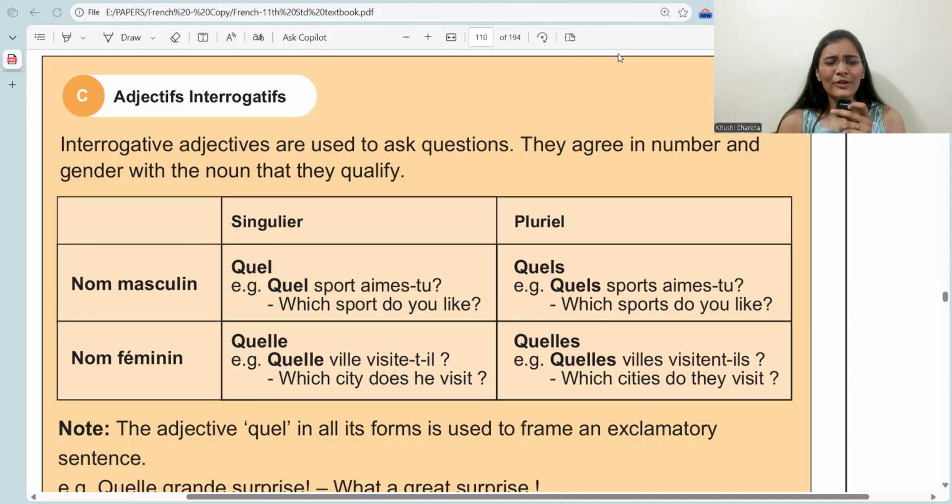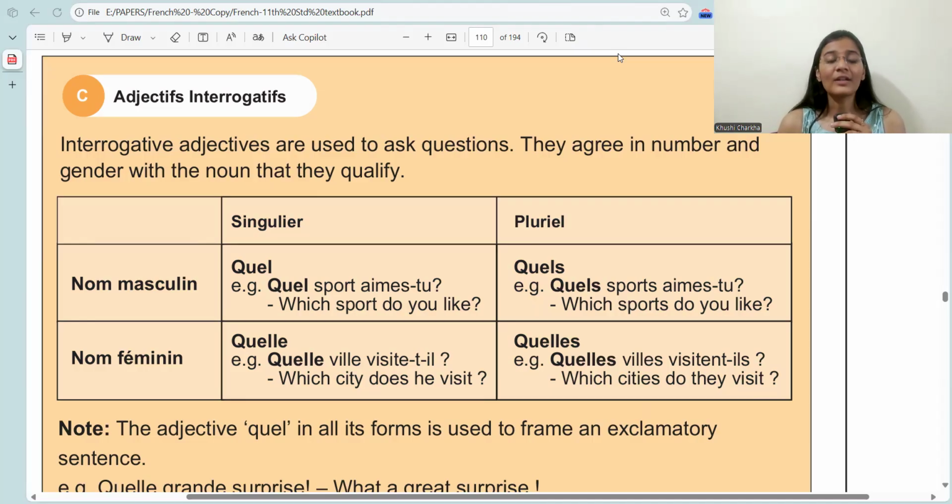In this video, we are going to learn a very easy and mark scoring topic, which is adjective interrogative. This video is relevant for anyone who's learning French. The screen which you can see is from the HSC 11th standard textbook Rencontre, chapter number 5, grammar. Very easy topic, just be present with me.